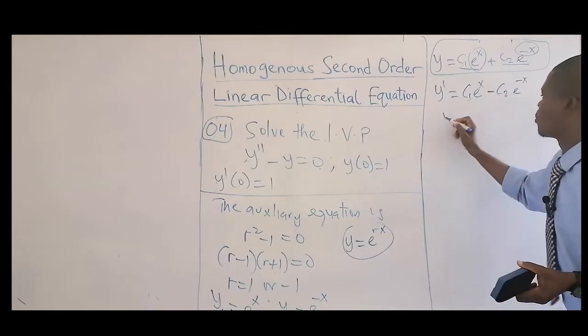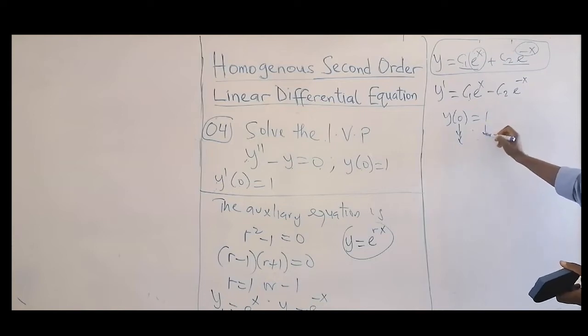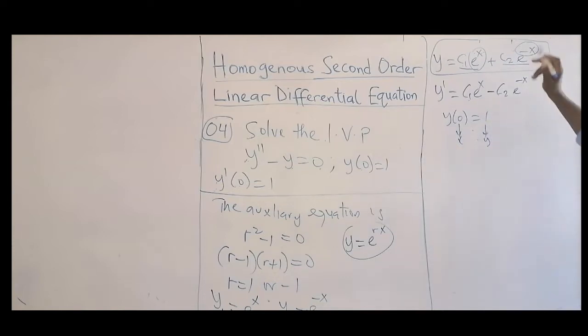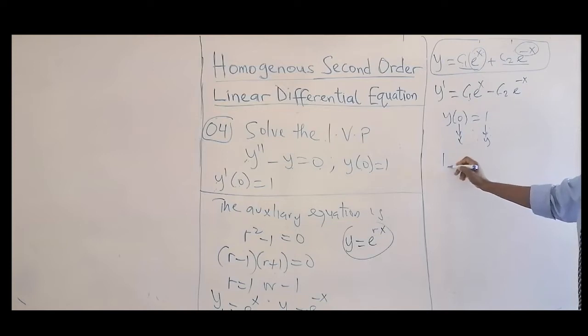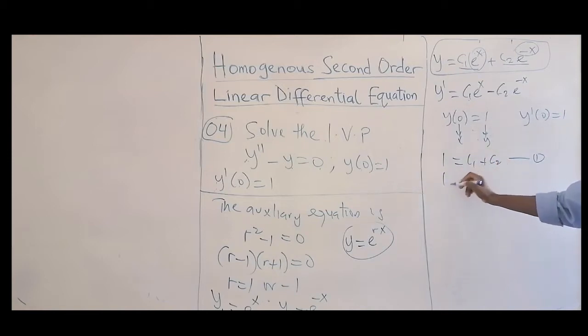Let's now use those boundary conditions. For the first case, x equal to 0, y equal to 1. Plug in x as 0: we have 1 equal to c1 plus c2, equation 1. For the first differential, we have y prime of 0 equal to 1. Plug in x as 0 also, y prime is 1, so that gives 1 equal to c1 minus c2, equation 2.